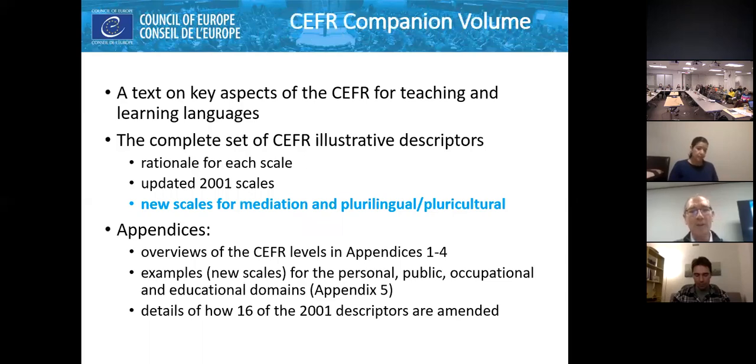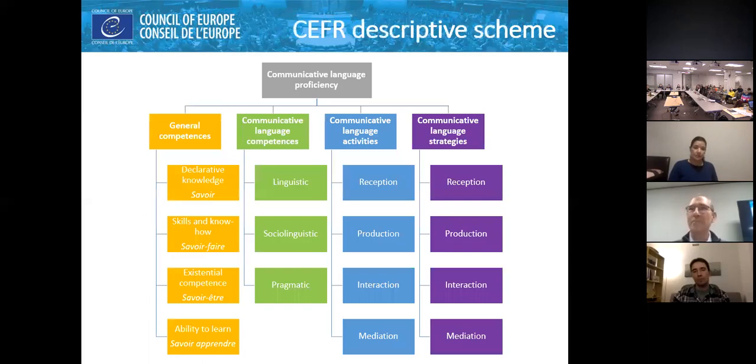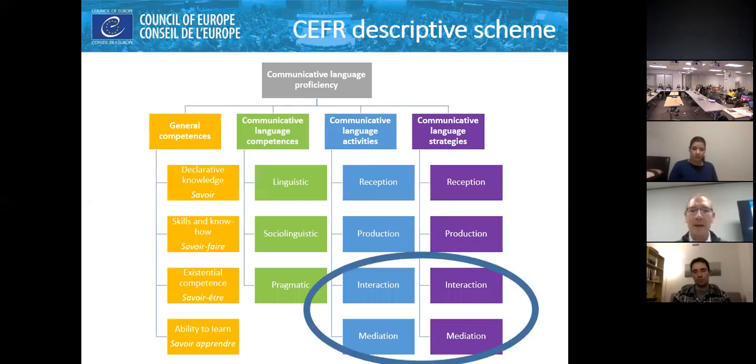So what we're going to be talking about is the new scales for mediation and plurilingual and pluricultural competence, or to be more precise, the way that these were developed. And that involves completing the CFR descriptive scheme. This is an overview of the CFR descriptive scheme. And what is innovative about it is the idea of interaction and mediation.